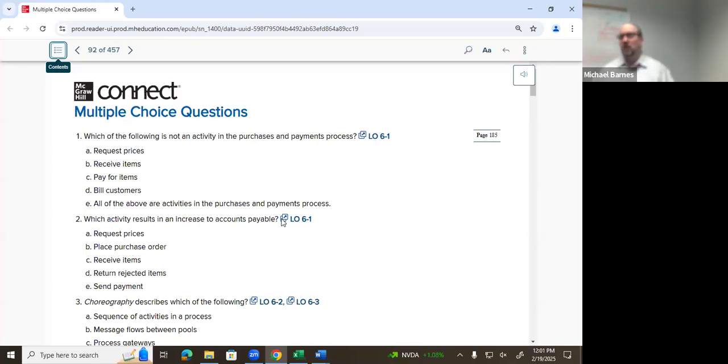So keep in mind, we're in this chapter. We're in the purchasing process. When we're in the purchasing process, we are the customers and we're dealing with suppliers or vendors, all right? So which of the following is not an activity in the purchasing and payments process? Requesting prices, yeah, we want to know from the vendor what they're going to sell us at. Receiving the items, presumably they're going to send us the goods. Pay for items, yes, because we always pay for our goods because we're responsible individuals. Bill customers, what process is that part of? That's the revenue process, okay? That's the revenue process, not the purchasing process.